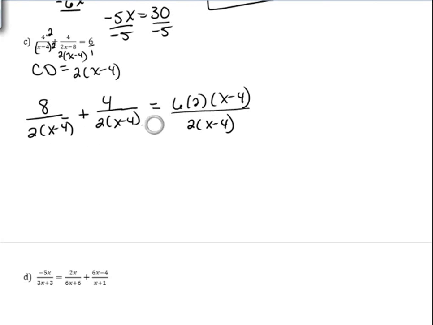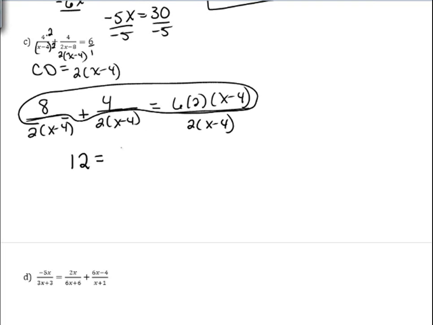Now that all these denominators are the same, we can just think about the numerators. And 8 plus 4 is 12. So we get 12 is equal to, and 6 times 2 is 12. So we have 12 is equal to 12 times the quantity x minus 4. Distributing this 12 gives us 12 equals 12x minus 48.